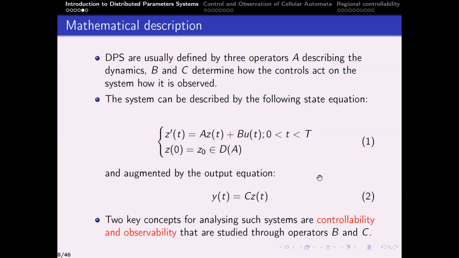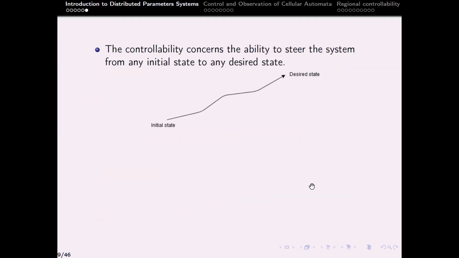And we have two key concepts which help to understand the functioning of the system, and this is the concept in the analysis of such systems. They are controllability and observability. And these two concepts will be studied through the operators B and C. And this is very, very important, these two operators.